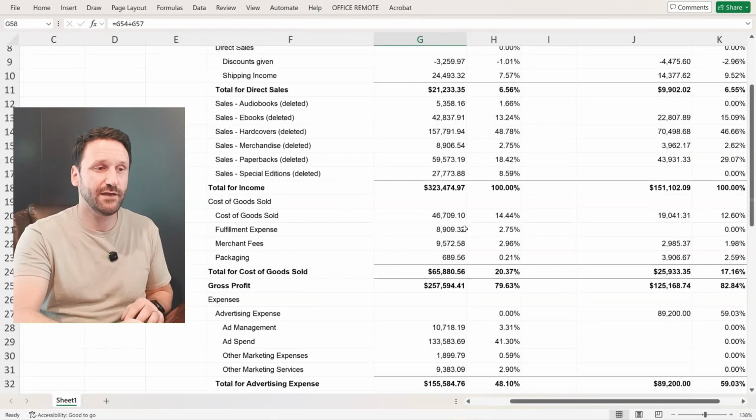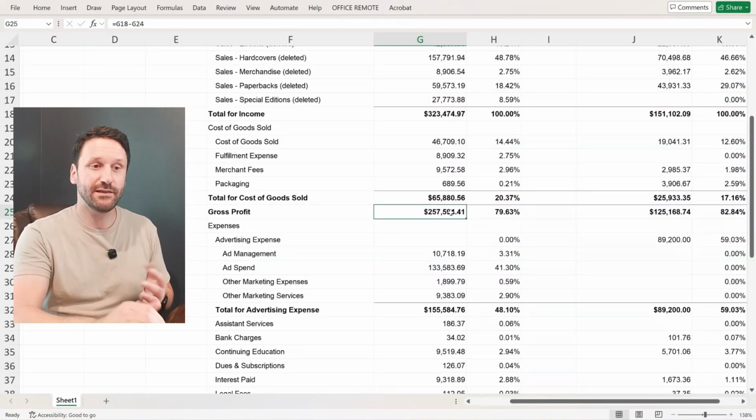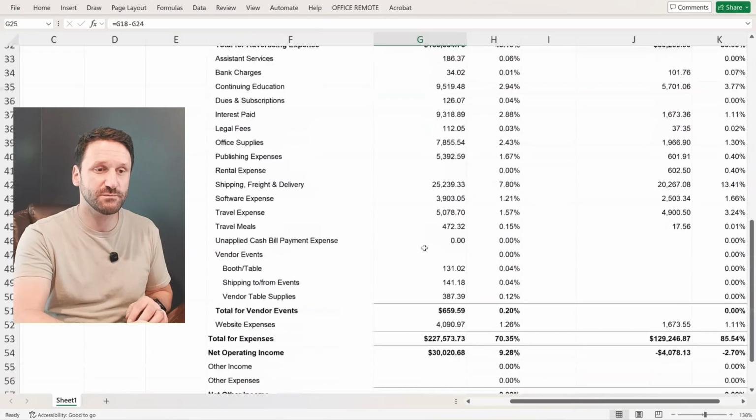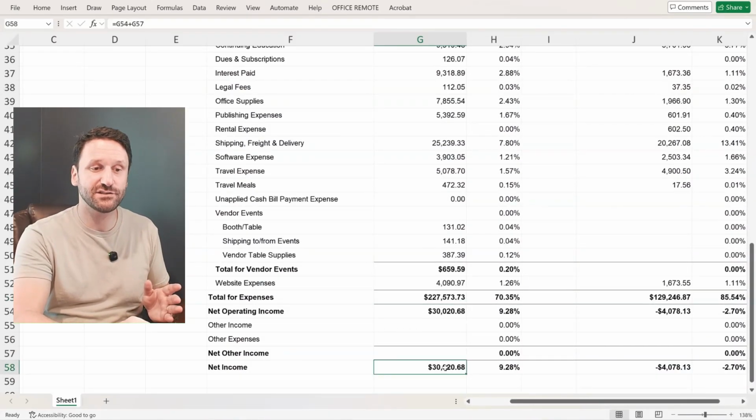So really a P&L is just a list of numbers. It's your revenue and then it's your cost of goods sold. You subtract those two to get to your gross profit. And then from your gross profit, you take all your expenses, you add them together. You subtract your total expenses from your gross profit, and that's your net income.